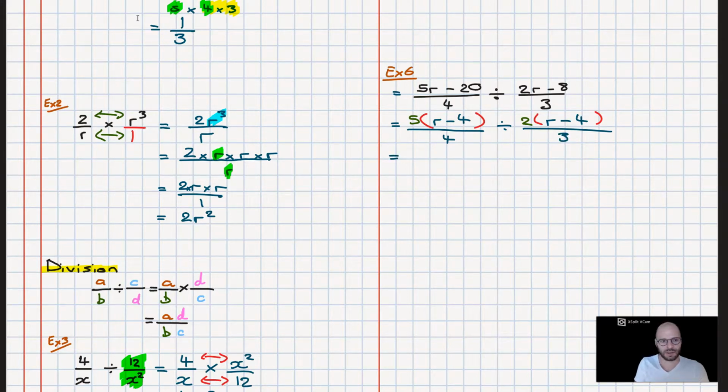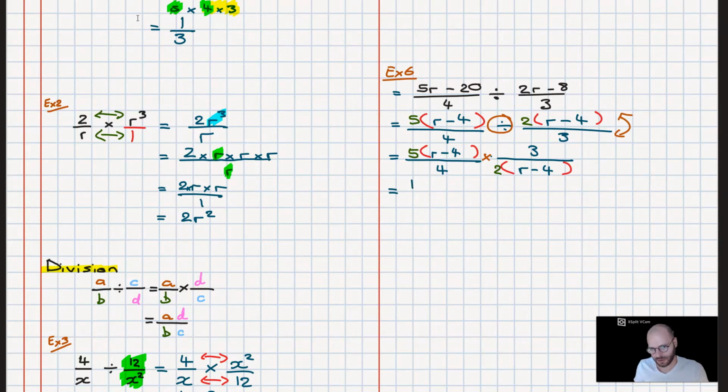Okay. Next step is we have to flip the numerator and denominator to change this into a multiplication. So, writing this out, we get the following. And then simplifying this, we'll bring the multiplication together. 5 times 3, that's 15. And then we've got our r take 4, and that's all over 2 times r take 4. Therefore, we have common r take 4, like so.